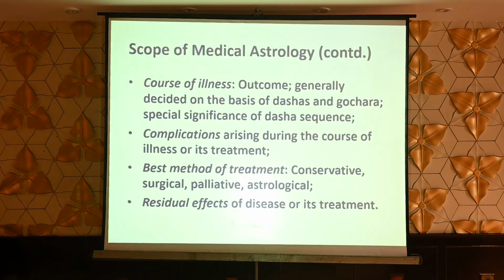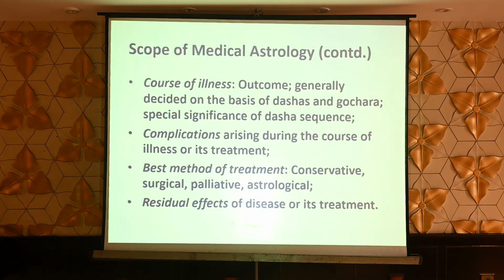Then once the disease has occurred, the course of illness is another area, which means the outcome, and this is again generally decided on the basis of the dashas and gochar, how the planets are operating and how the planets are moving and what is the dasha operating at a particular time. So obviously, as the planets move, the condition of the patient varies, and this is an area which astrologers are quite adept at, and I think the doctor and the astrologer should be almost on the same level as far as the likely outcome of a disease is concerned. Astrologically, you can find out the complications arising during the course of illness or during its treatment.